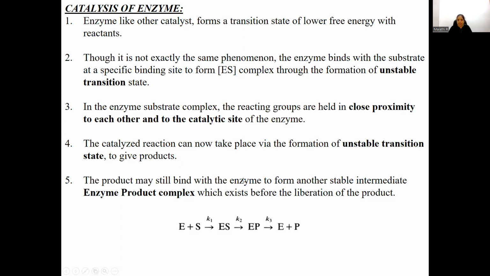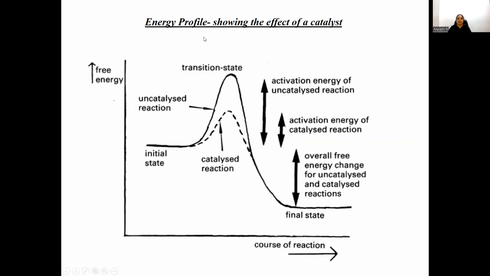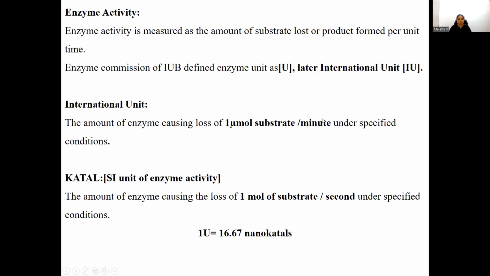The product may still bind with the enzyme to form another stable intermediate, the enzyme product complex, which exists before the liberation of the product. When we check the energy profile, the activation energy for the uncatalyzed reaction is higher, and in both the catalyzed and uncatalyzed reactions a transition state is obtained. The transition state energy requirement, which we call activation energy, is more in the uncatalyzed reaction, whereas it is less in the catalyzed reaction, catalyzed by either enzyme or other catalysts. Compared to other catalysts, enzymes have remarkably lower activation energy.